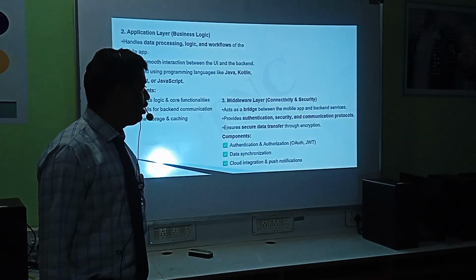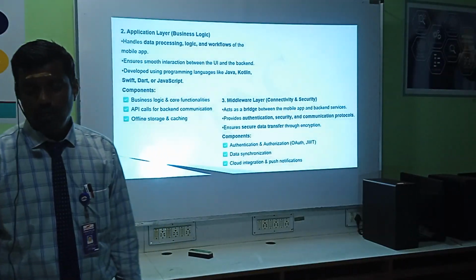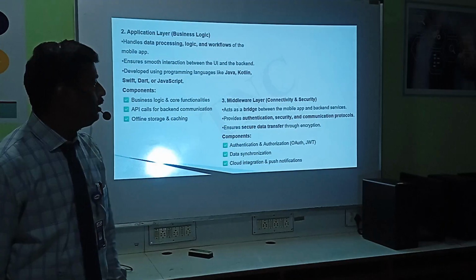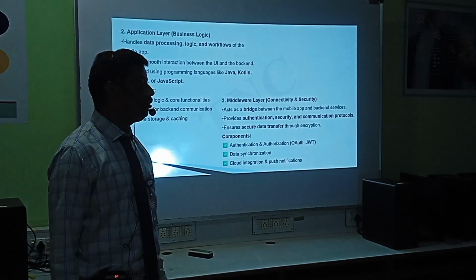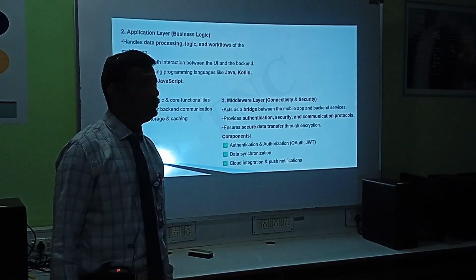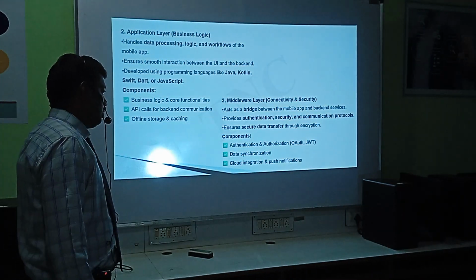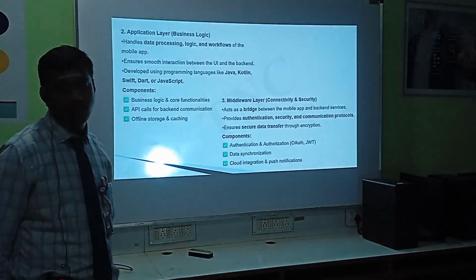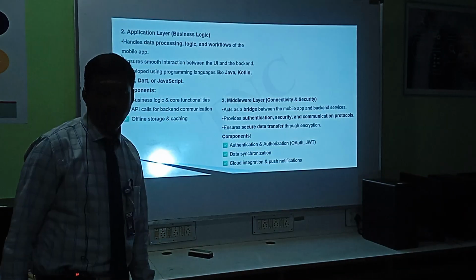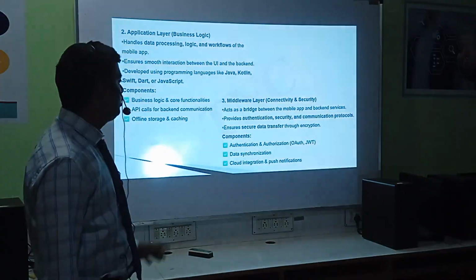Then the third layer is the middleware layer, which is mainly used for connectivity as well as security. It acts as a bridge between the mobile app and the backend services. It provides authentication, security, and communication protocols. It also ensures secure data transfer through encryption. The components involved in this middleware layer are authentication and authorization, data synchronization, cloud integration, as well as push notifications.